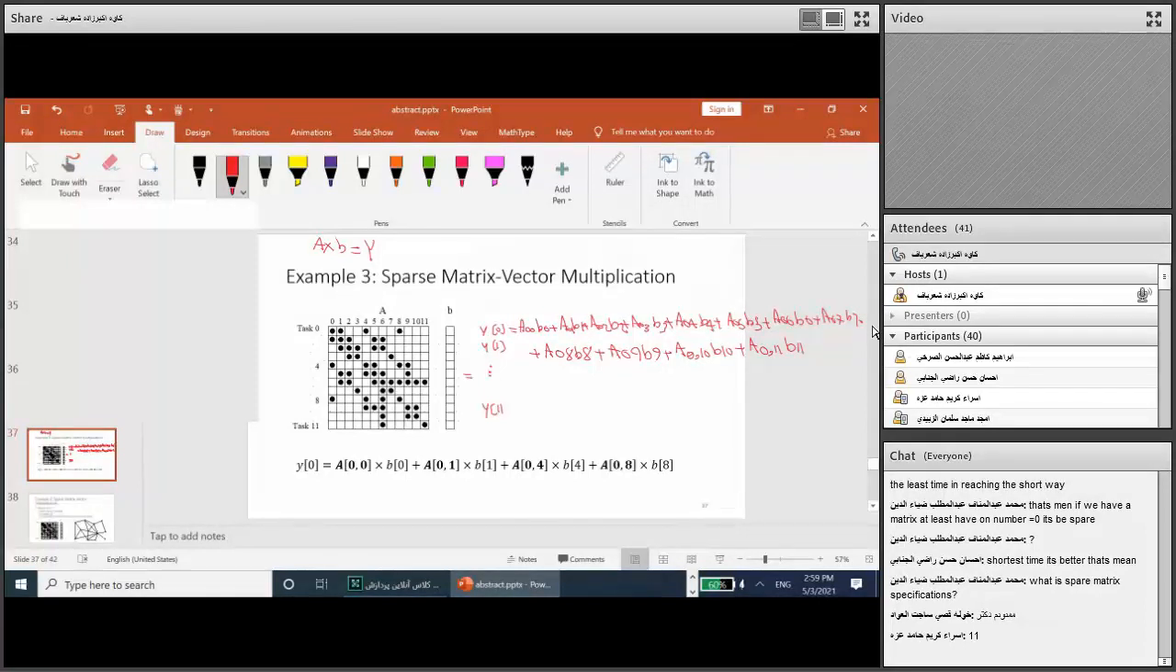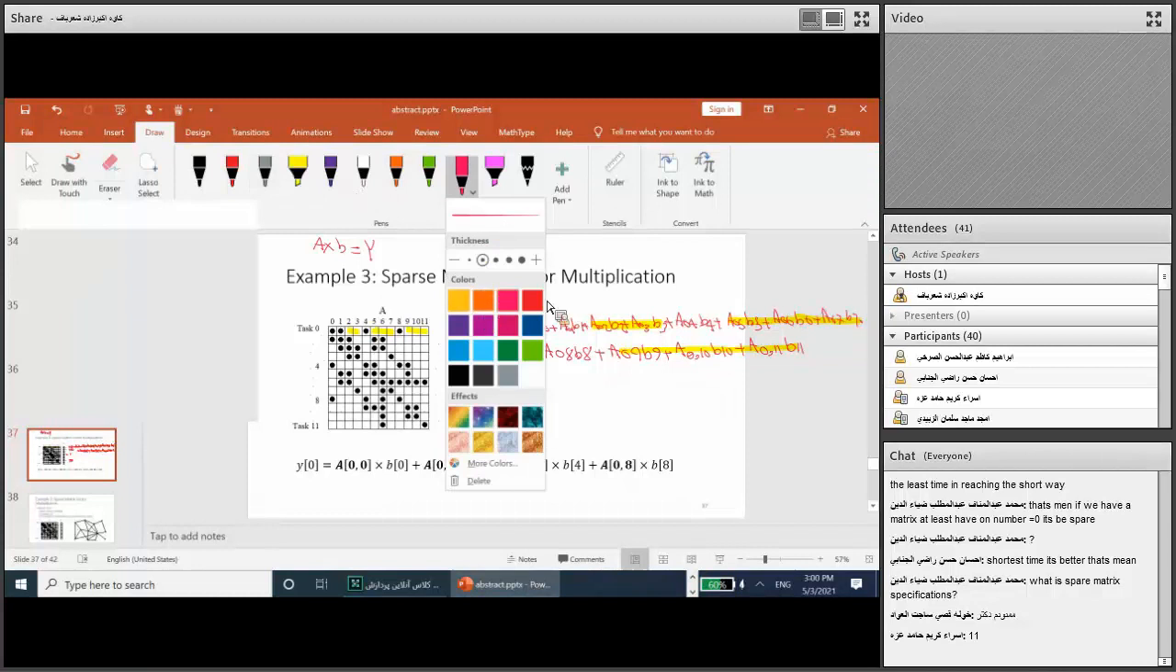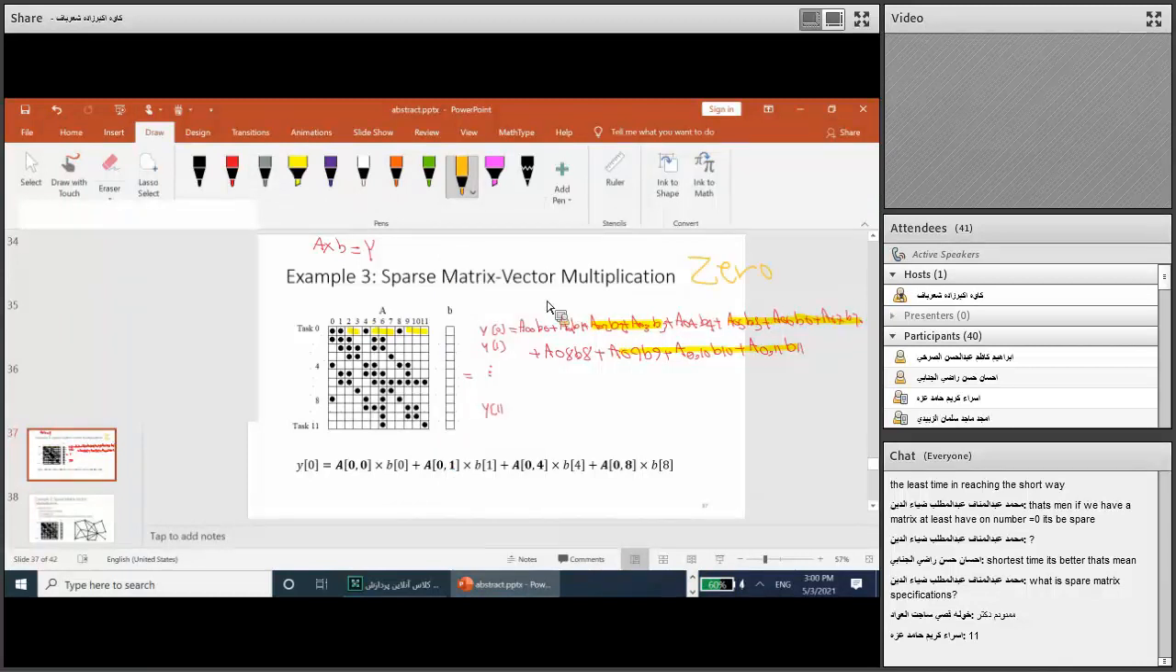To calculate Y0, I must compute this expression. But due to sparsity, we know that these are zero: A02, A03, 5, 6, 7, 2, 3, 9, 10, 11. These are zeros.